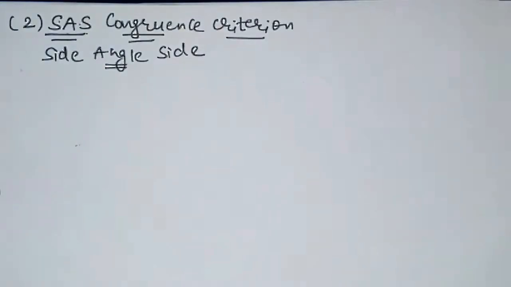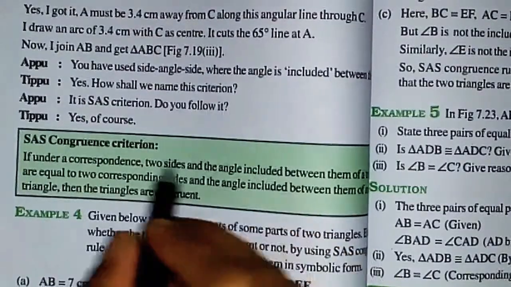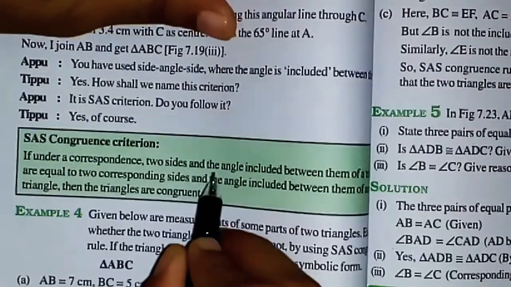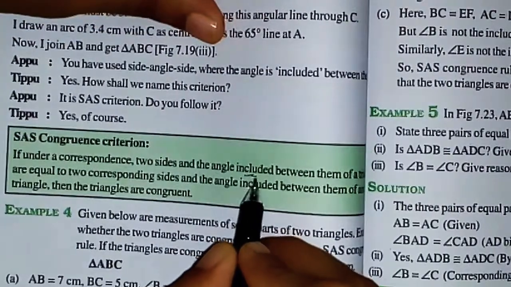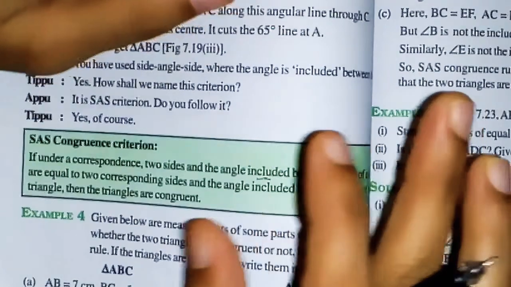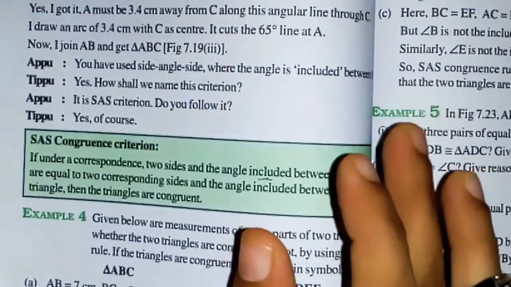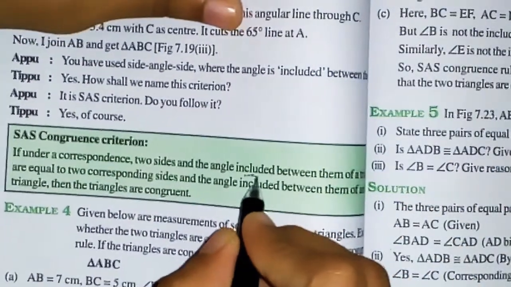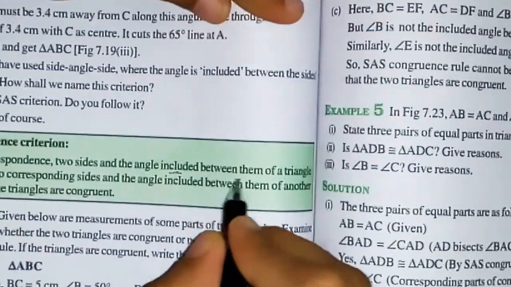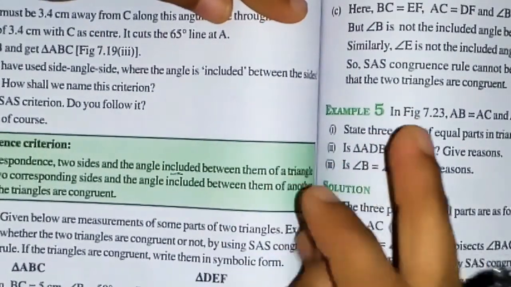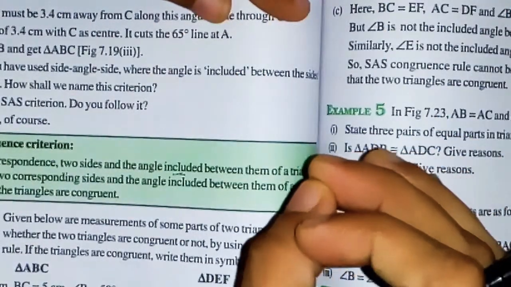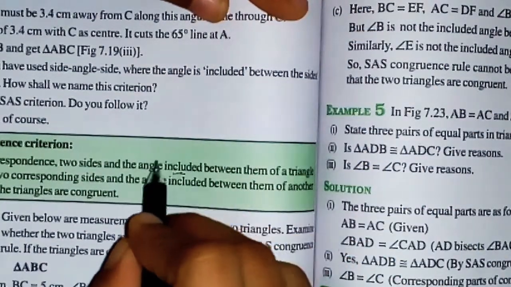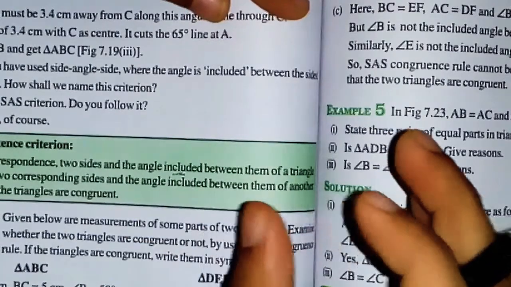So as the definition suggests, SAS congruence criterion: if under a correspondence two sides and the angle included, so included means the angle should be between the two sides, not any angle. ऐसा नहीं है कि आप 3 में से कोई भी एक angle you will take equal and it is congruent. No, the angle should be the included angle, so it should be included between them. Okay, जो two equal sides आपको दी है figure में, the angle should be between those two equal sides. So that is why the word included is used over here, so you need to be very careful.